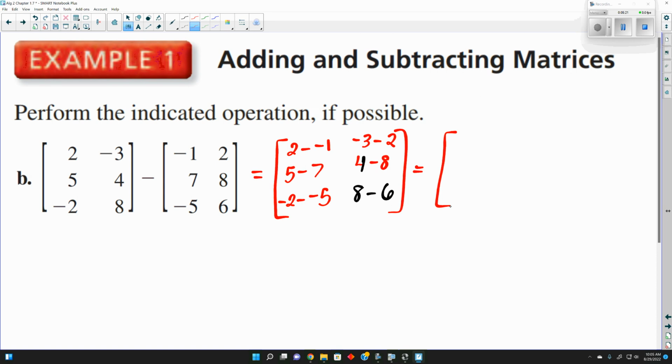So our first one, 2 minus -1, the same as 2 plus 1, which gives us 3. -3 minus 2 would be -5. 5 minus 7 is -2. 4 minus 8 is -4. -2 minus -5, the negative makes a positive, which gives us 3, and 8 minus 6 is 2. Questions on any of this here?